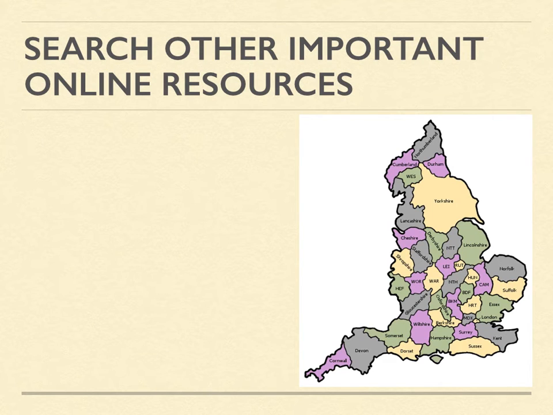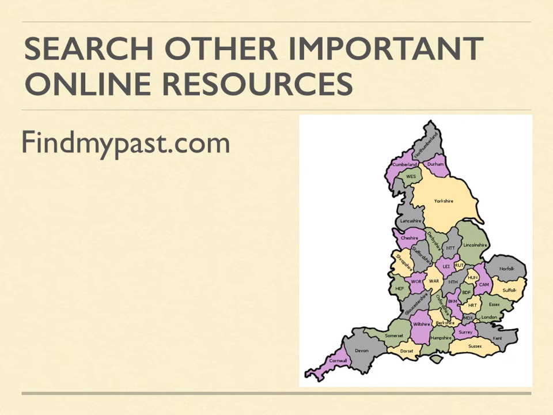Of course, there are other important online resources. Perhaps the most important of these is a subscription website called findmypast.com. This and the other subscription websites, findmypast.com, ancestry.com, and myheritage.com, are valuable places to look for records, although Findmypast and Ancestry have more English-oriented records than some of the other websites.